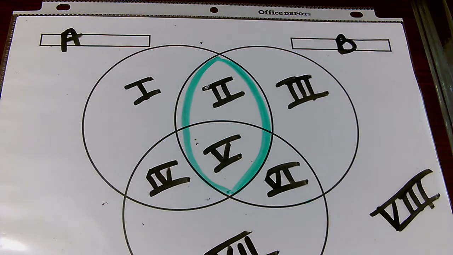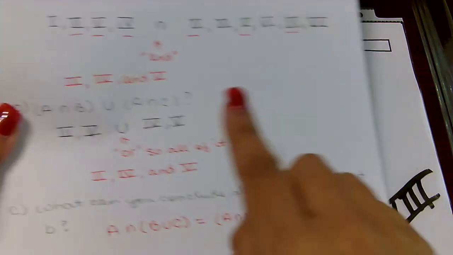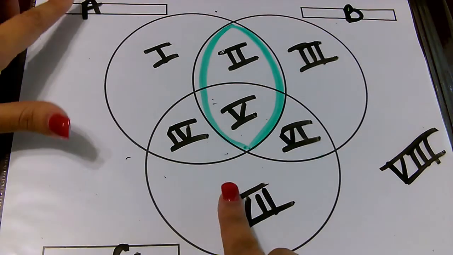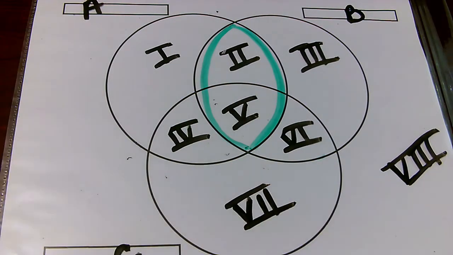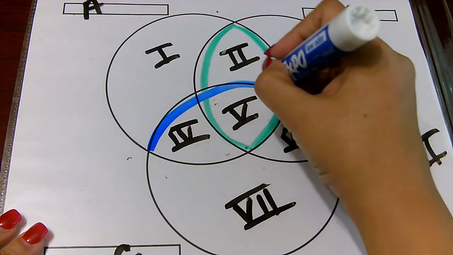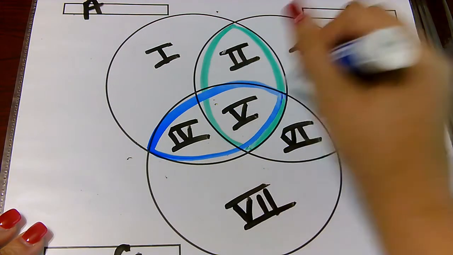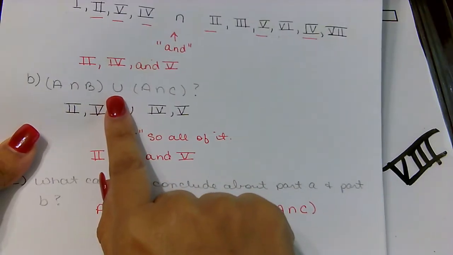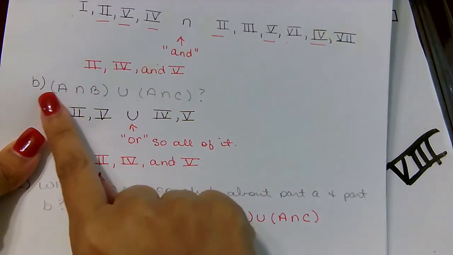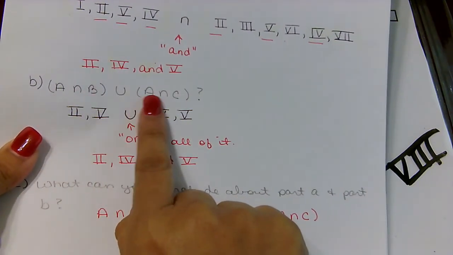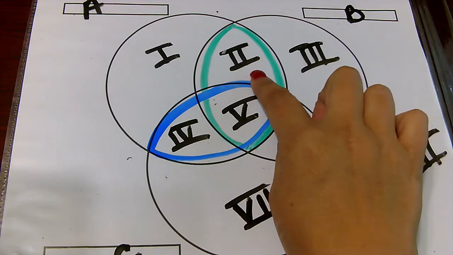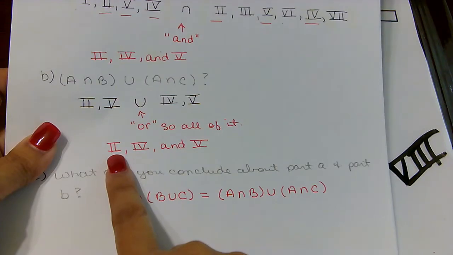For the next part, it says A and C. So if I go to A and C, which are right here, if I'm looking at the individual circles, that's going to be this part here and this part here. The word or in between means that we'll take anything that matches this criteria or matches this criteria. So here we can see the sections 2, 4, and 5 match. So here we have sections 2, 4, and 5.